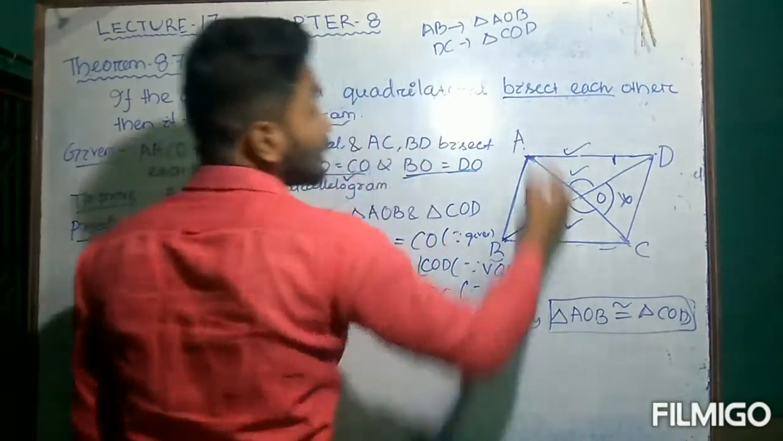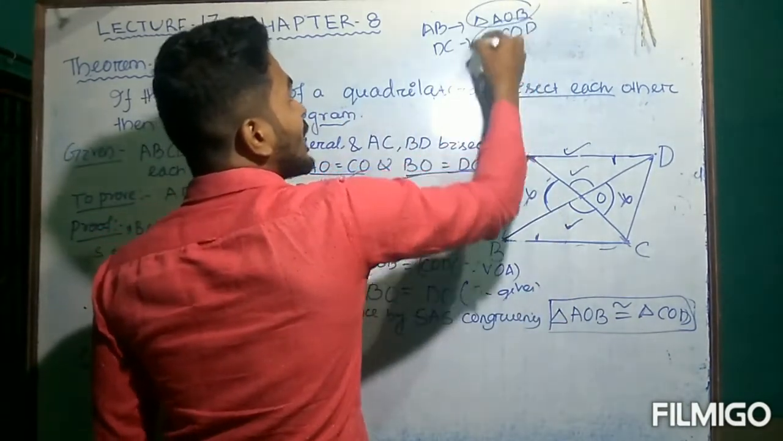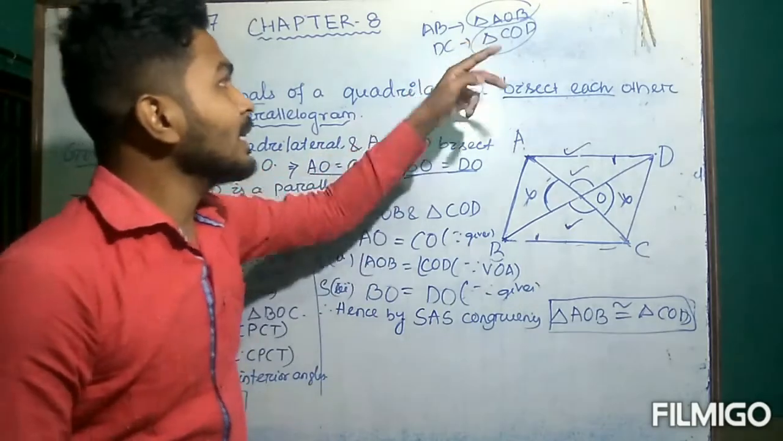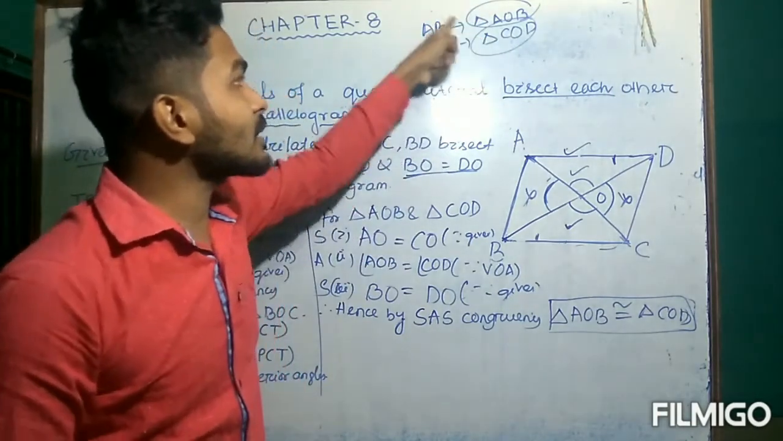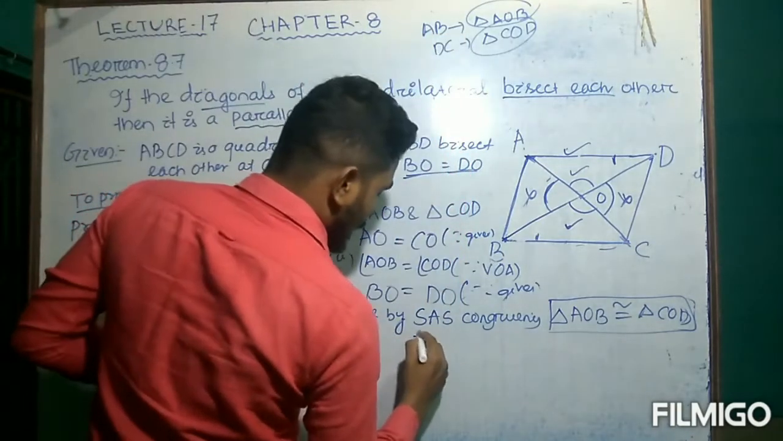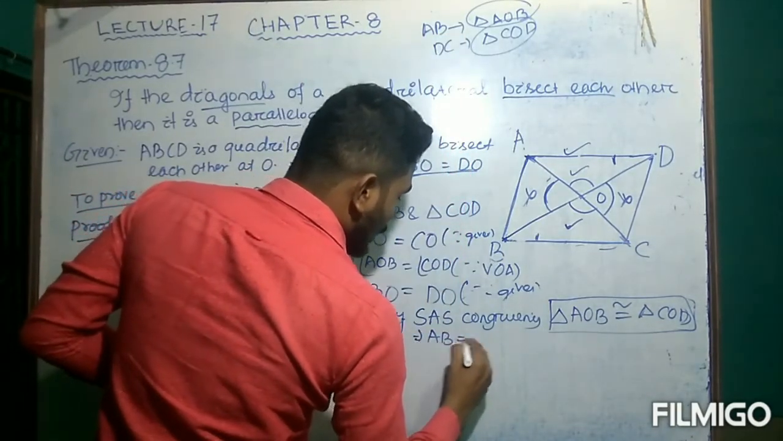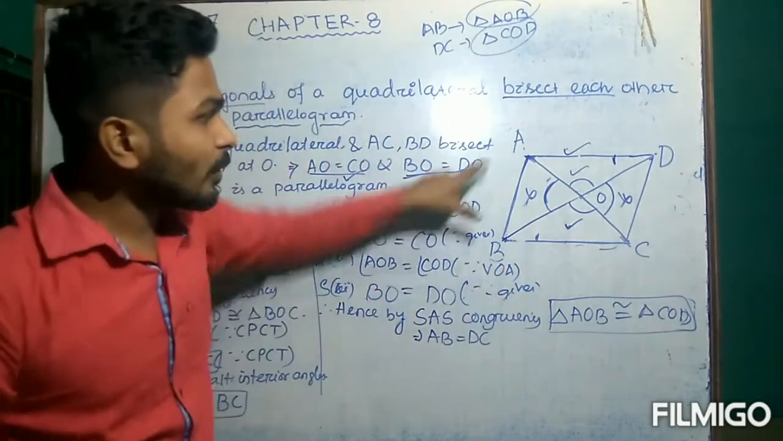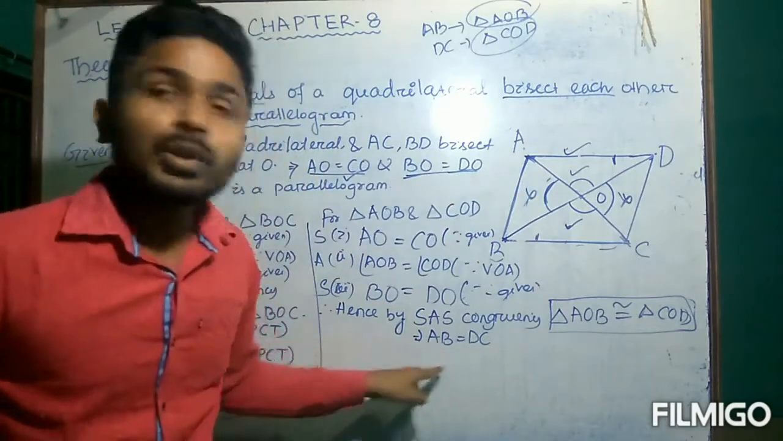But here we have proved that triangle AOB and triangle COD are congruent. Then by axiom 7.2 we can write, if any two triangles are congruent, then their corresponding sides must be equal. So AB is equal to DC. So what we have found? We have found AB and DC are equal.